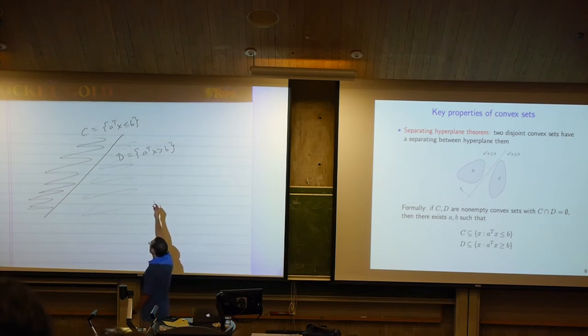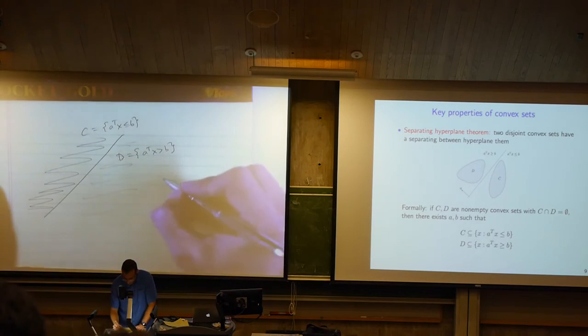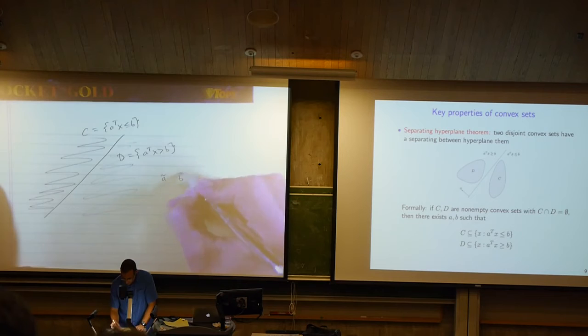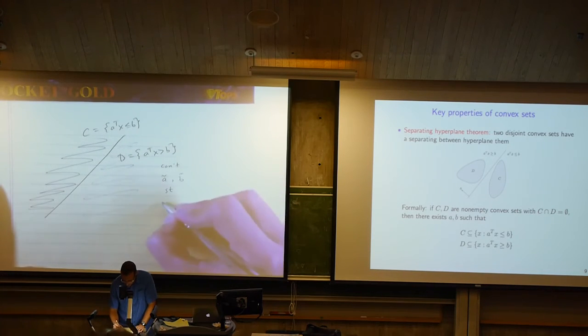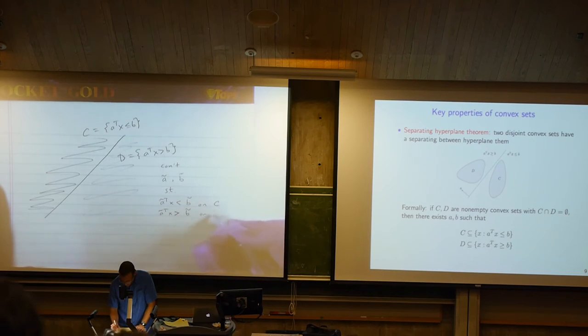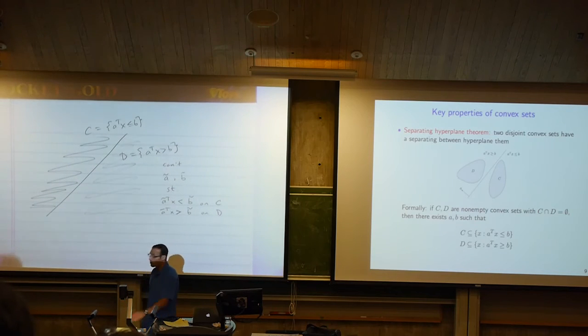So I can't find another vector, or I guess I should call it A tilde and B tilde, such that A tilde transpose X is strictly less than B tilde on C, and A tilde transpose X is strictly bigger than B tilde on D. You can just see pictorially that I definitely cannot find something that strictly separates those two. So that's a good example. That's where one of the sets was open.